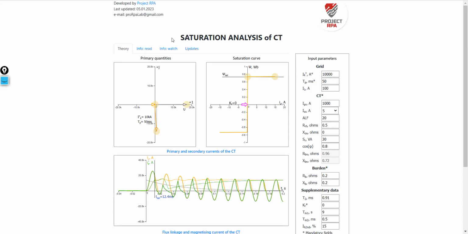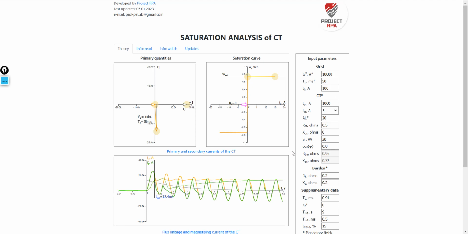Welcome back. In this video, we'll get to know the current transformer model a bit further. In particular, we want to focus on the time-dependent sine curves. We know the meaning of the primary quantities already. We have also clarified what influence the magnetizing characteristic has and on what.